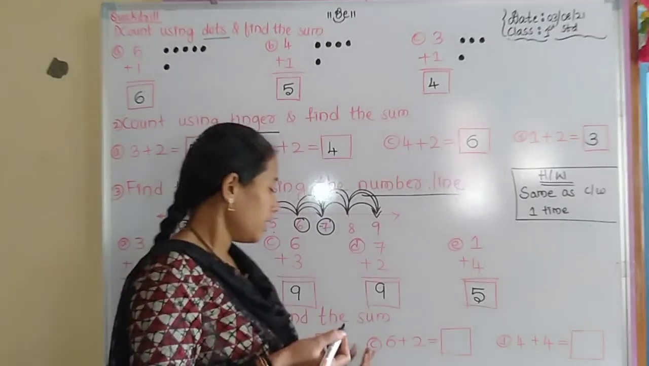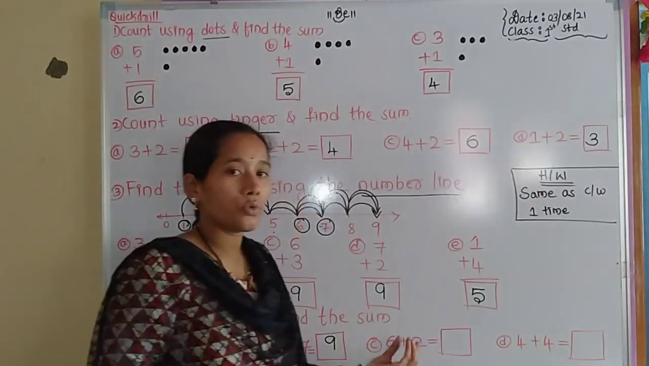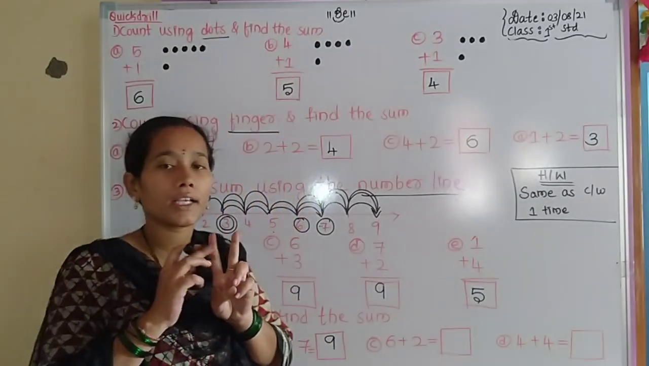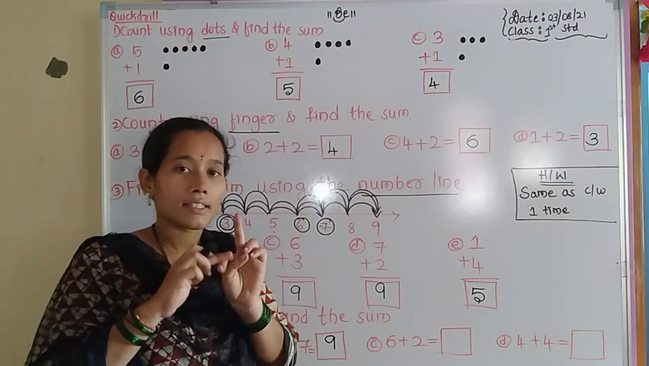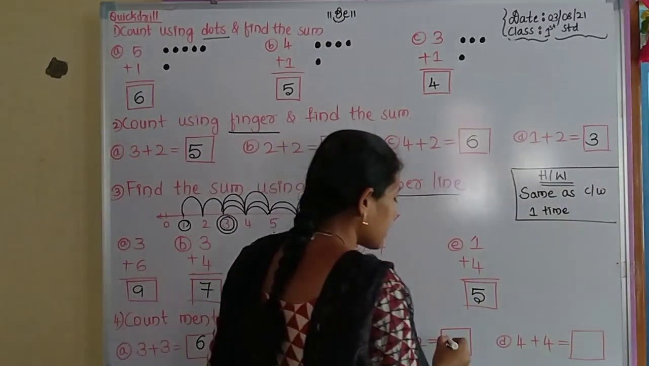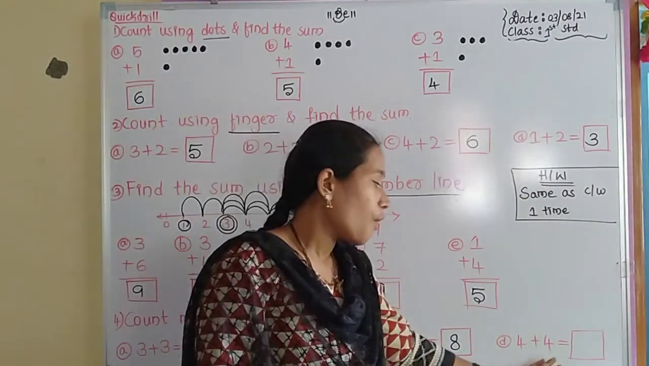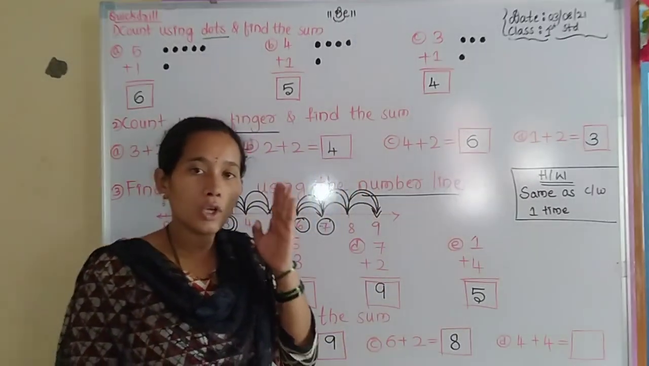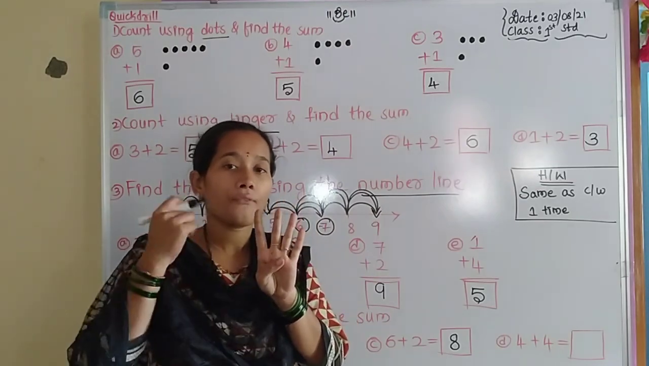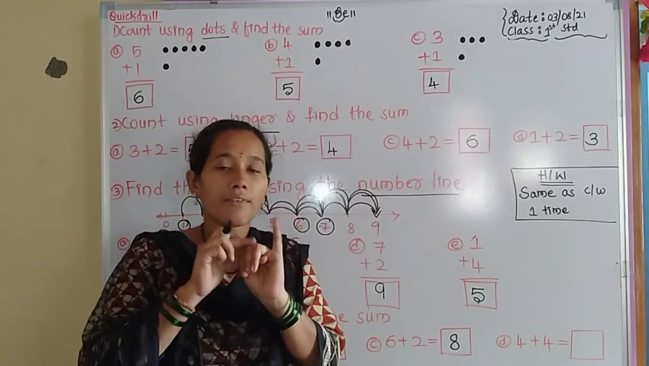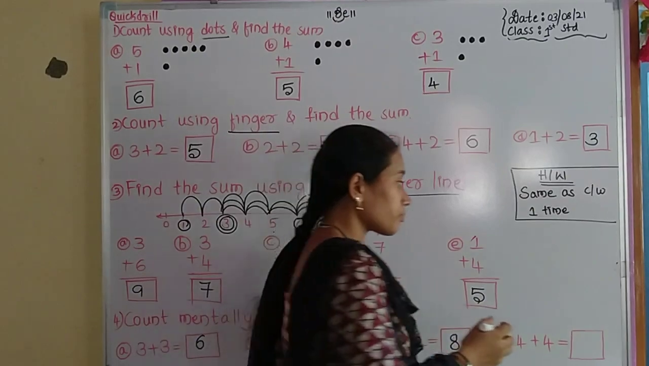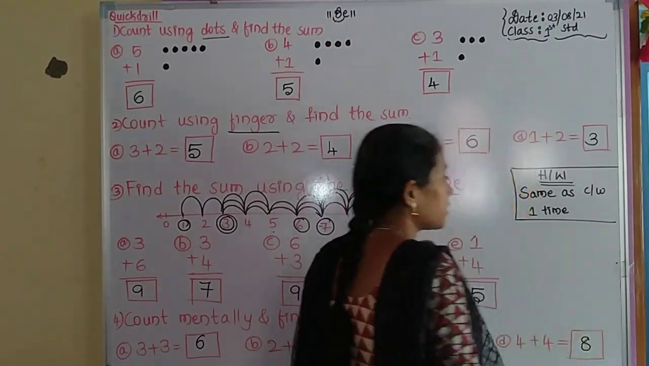Very good, forward. The next one, C. 6 plus 2. 6 in your mind. 2 is in your fingers. Okay. After 6, 7, 8. So 6 plus 2 is equal to 8. The next one, D. 4 plus 4 is there. Take 4 in your mind and 4 fingers. After 4, 5, 6, 7, 8. We have to count forward. Then here the 8 is the answer.